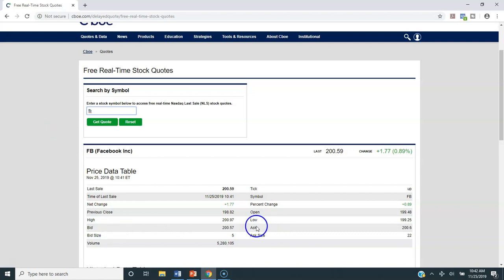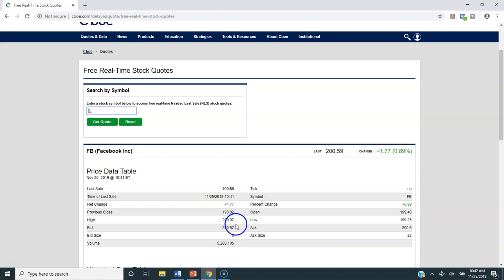But here we can see that Facebook currently is $200.60, and that's the ask. The bid is $200.57, right? So if you and I were to go in and place an order for 100 shares, or even just one share of Facebook, we would put in the order at 200.60 if we're going to do a limit order. We would go in at the ask price, and if we were selling, we would go in at the bid price.